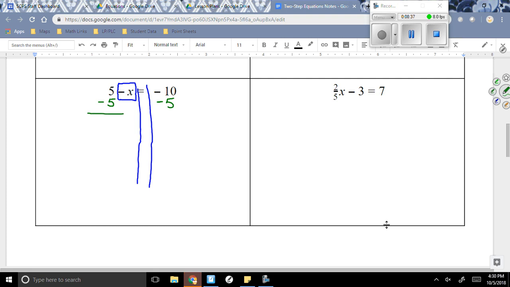And now let's see what's left. Well, positive 5 and subtracting 5 leaves me with 0. Those go away. I just have that negative x or minus x. On the other side, I had negative 10. When I subtract 5, now I have negative 15.